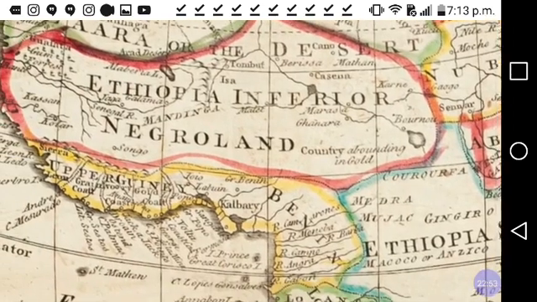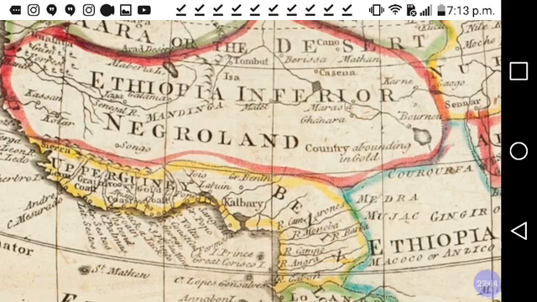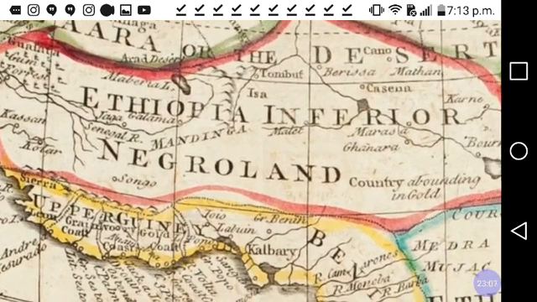Now, note that Ethiopia and Guinea, both on this map, seem to have an upper and a lower. Upper, lower, inferior, superior. But note the connection with Ethiopia Inferior, NEGROLAND. Just to put that on the screen for a moment right there. This will make a good meme, along with the other NEGROLAND, because some of the Israelites have been showing you West Africa, where it was called on the older maps NEGROLAND.